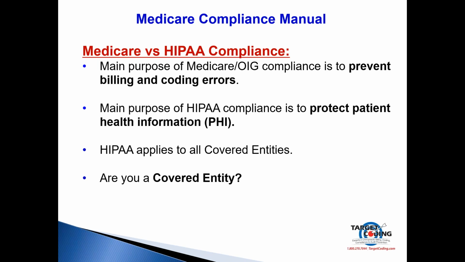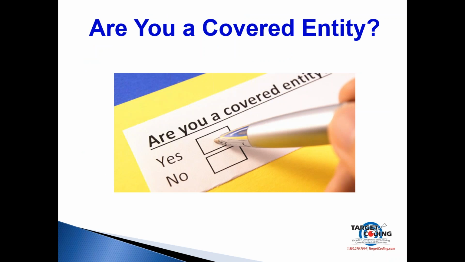So the main purpose of Medicare, as I've been reviewing with you right now, is to prevent billing and coding errors. The main purpose of HIPAA is to protect patient health information. So HIPAA applies to covered entities. So you should be asking yourself, are you a covered entity? If you're not a covered entity, you may not have to abide by HIPAA. So are you a covered entity? I'm going to ask you 2 simple questions, and this way you'll be able to figure out if you are a covered entity or not.